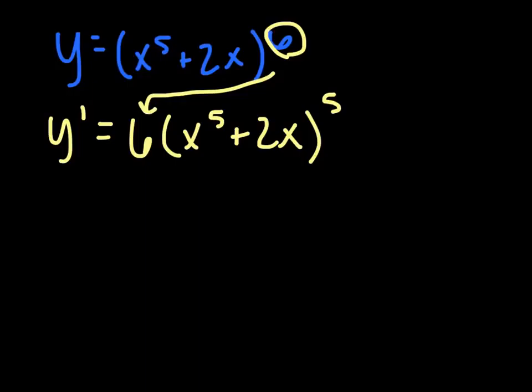And then the exponent is 6 minus 1, or 5. And then I multiply this by 5x to the fourth plus 2. So yeah, that is the answer to this third problem right here. Hopefully these problems helped make the chain rule make sense. It's pretty much the best way to learn how to use the chain rule. So yeah.